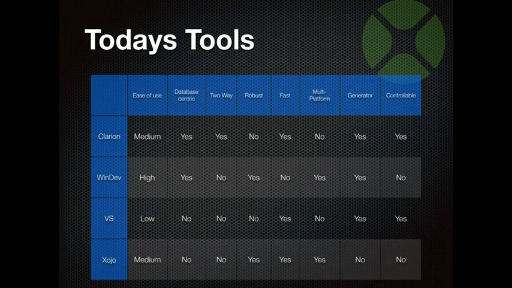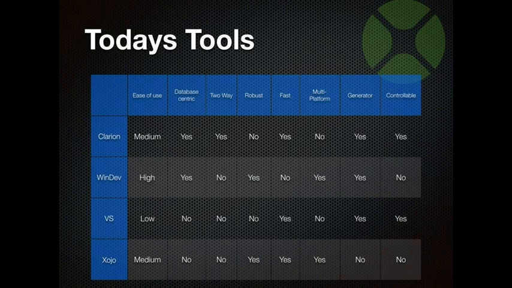If you see here, ease of use, I would say it's medium, low, high, medium, and so on. Database centric, no, not really. Two-way, is it two-way? What is two-way? Two-way is you have a specification and you have the code. Two-way is I change the code and get it back to the specification. I change the specification, I get it back to the code. Strange, isn't it? Clarion does that.